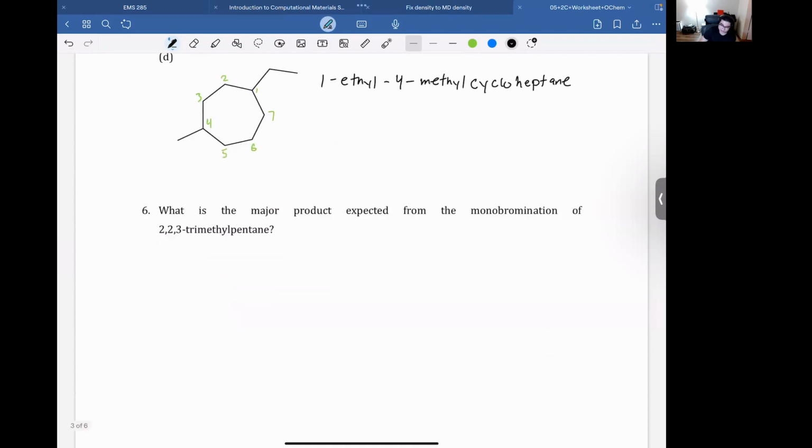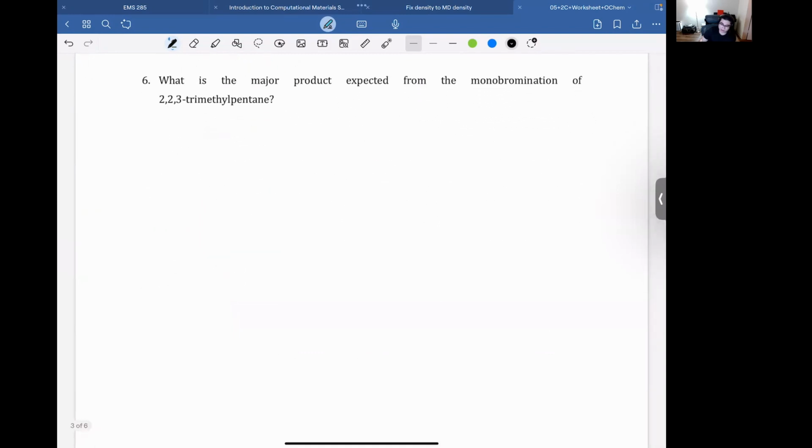Going on to number 6, it says, what is the major product expected from the monobromination of 2,2,3-trimethylpentane? So if I were to draw out 2,2,3-trimethylpentane, 1, 2, 3, 4, 5. Yep. And then it says I have 2, 2, 3 trimethyl. So you should get that molecule, right? Ordering 1, 2, 3, 4, 5.